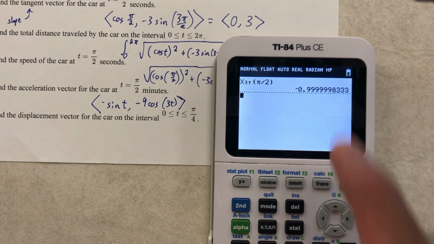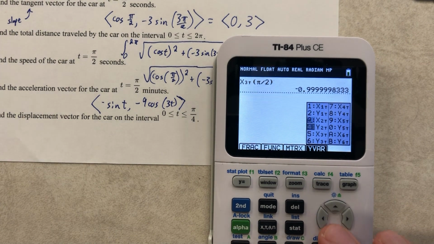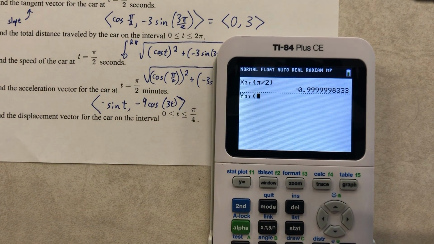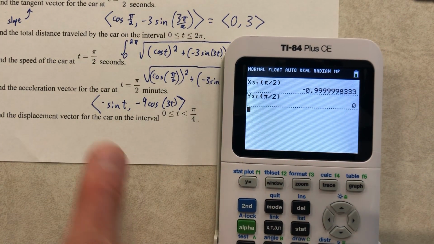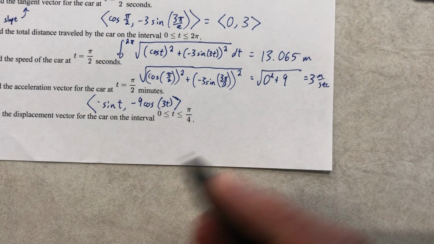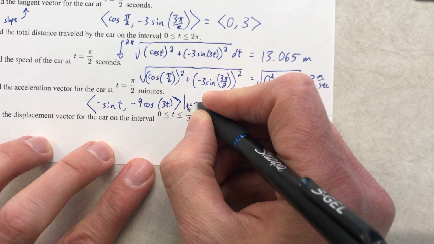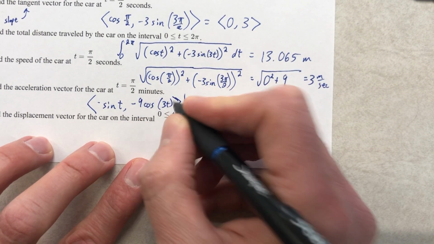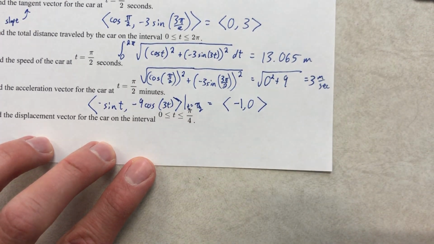That's negative 1. Let's be real honest. The calculator can only figure it out so well. And then we'll do the same thing. Pi over 2, and that is 0, and it truly is 0. So the acceleration vector for the car at this specific time is going to be, here we go, I'm going to put a little bar here where I say t equals pi over 2, which means I plug a pi over 2 into both of those, and I get -1, 0. Totally could have done that by hand.